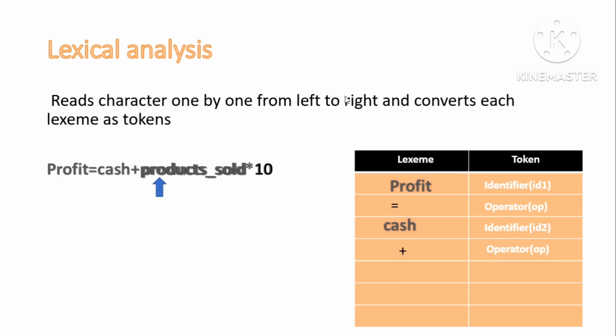Now when we still move to the right, you have product sold. Now product sold is called an identifier, so product sold will be moved to lexeme and the corresponding token is identifier. Since this is the third identifier, we have named it ID3.